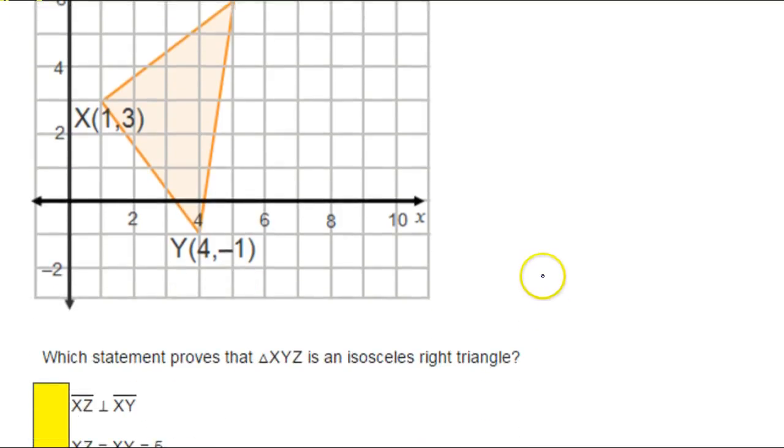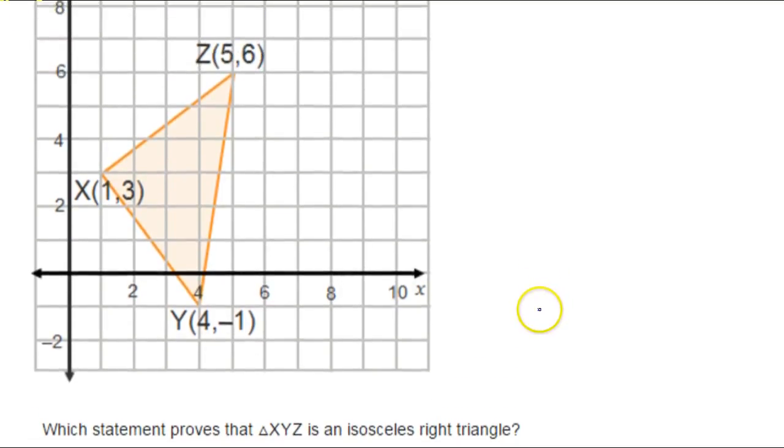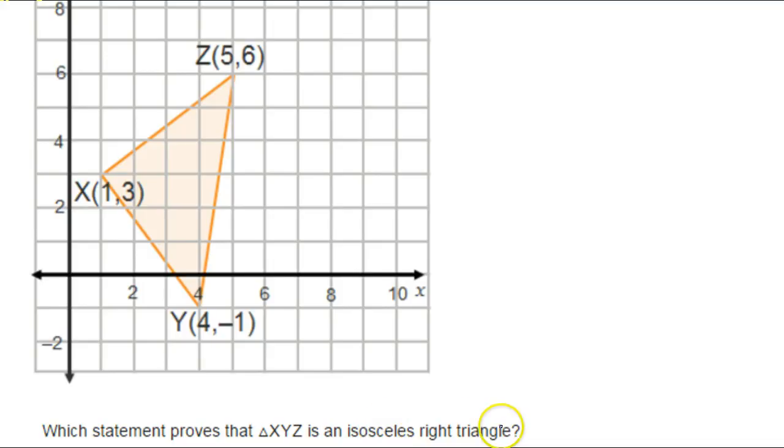Okay, so which statement proves that triangle XYZ is an isosceles right triangle? All right, so if this thing is going to be isosceles, that means that two sides have to be the same length. So we would need to see that XZ was the same length as XY. That would make this isosceles, if XZ was equal to XY. So that's the isosceles part.